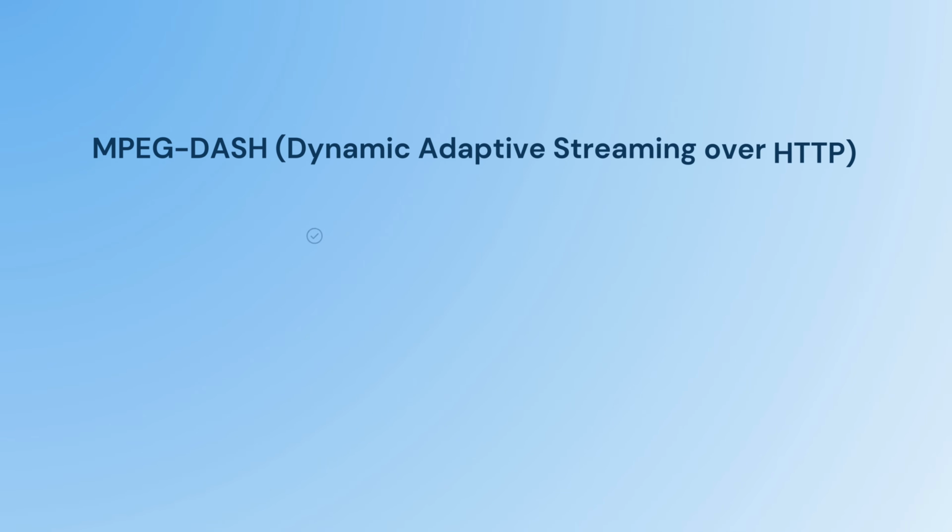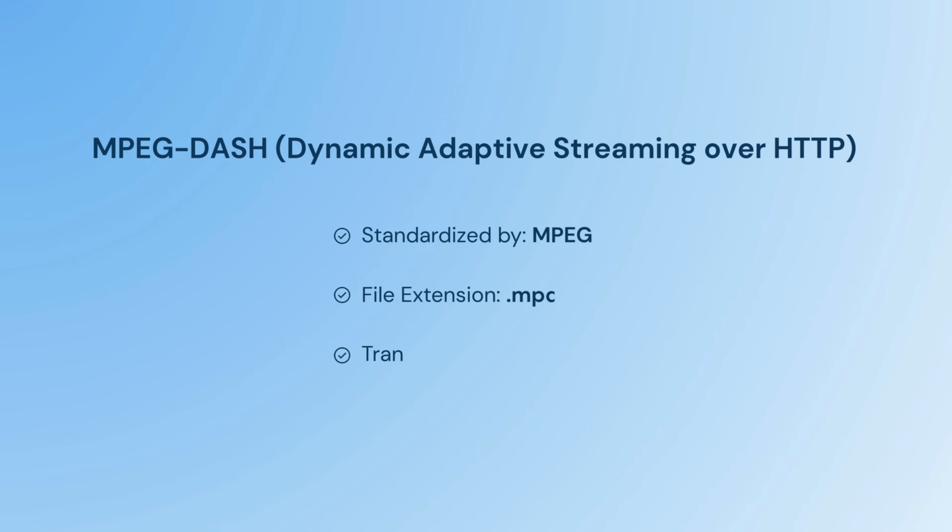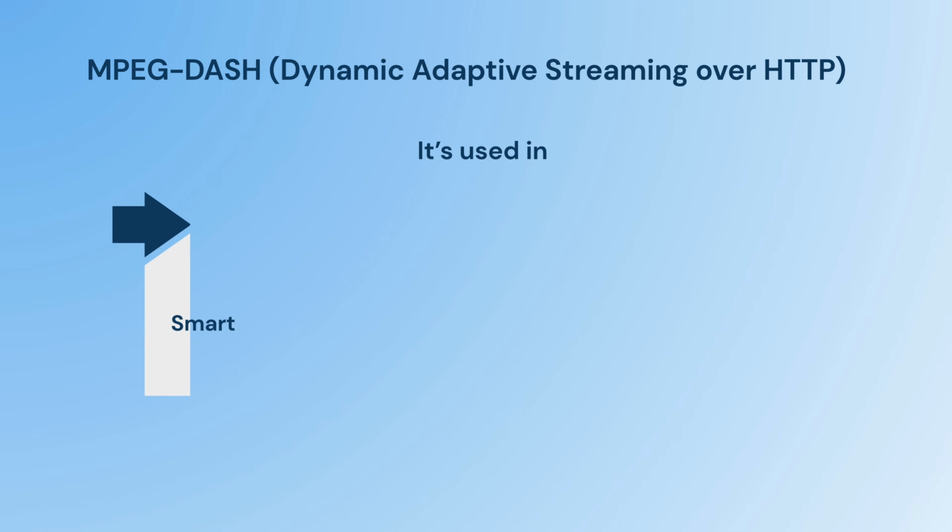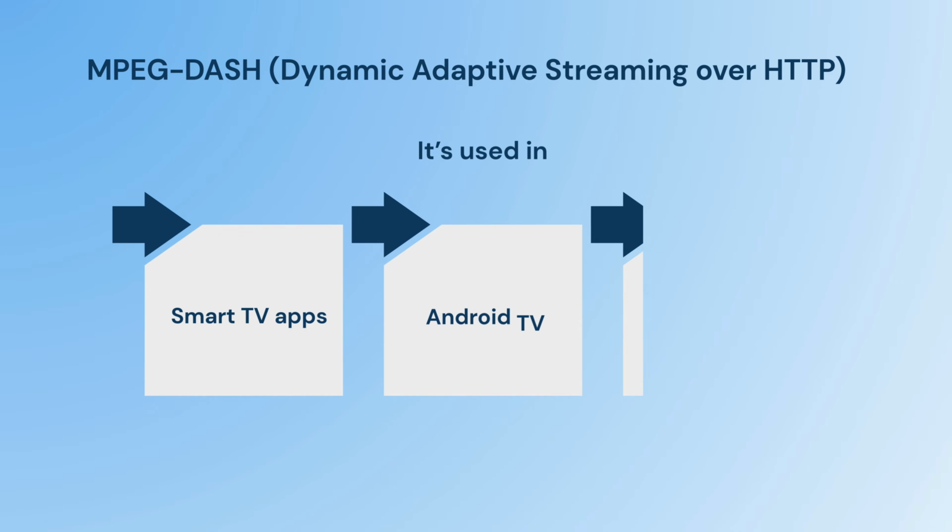Next up, MPEG-DASH. So DASH is like HLS but built by an international standards committee instead of Apple. So it's similar to HLS but standardized and more flexible than HLS in many enterprise environments. It's mostly used in smart TV apps, Android TV, enterprise OTT, and platforms needing multi-codec flexibility.